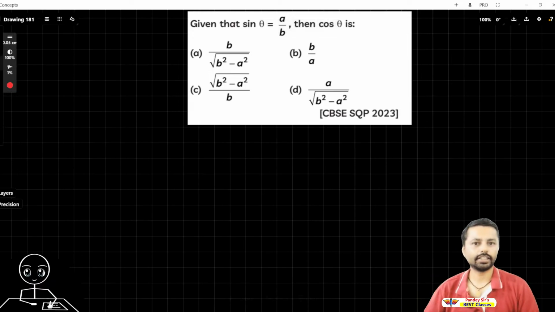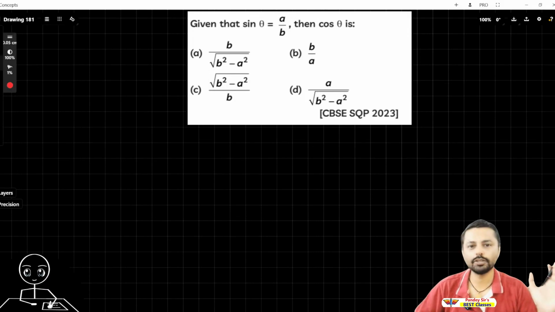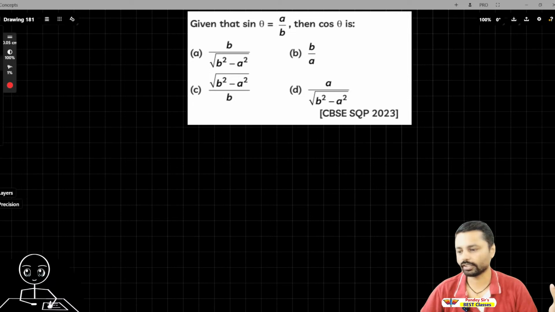Here is the next question. Sin theta equals a by b is given. You have to find the value of cos theta. It's very simple, you should do it within a few seconds. It's too simple, so I'm giving you only 5 seconds. Let's see what you find out.